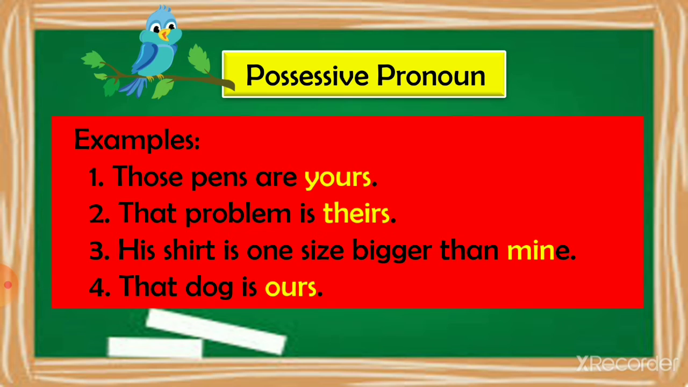That means the dog, that dog is ours. That means the dog belongs to us, right? So, yours, theirs, mine, ours are the examples of possessive pronoun.